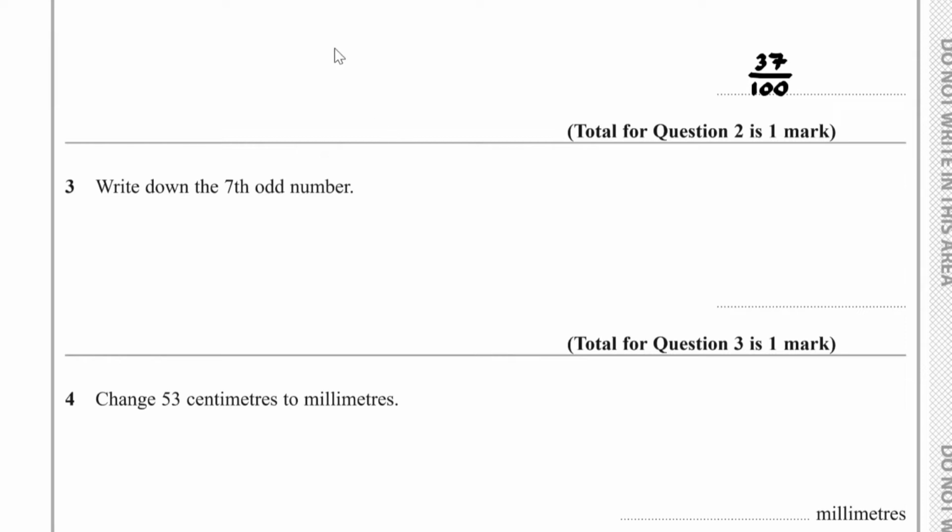Question number 3, we have to write down the 7th odd number. The first odd number is 1, followed by 3, followed by 5, followed by 7, followed by 9, followed by 11, followed by 13, so on and so forth. The 13 is the 7th odd number.